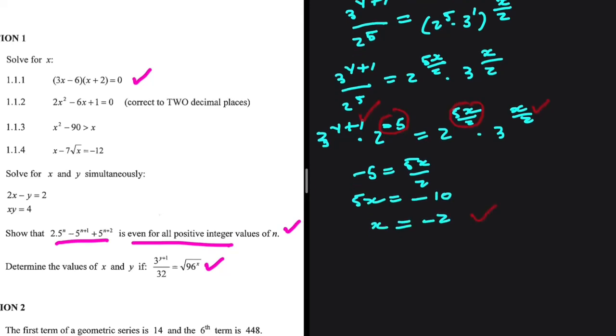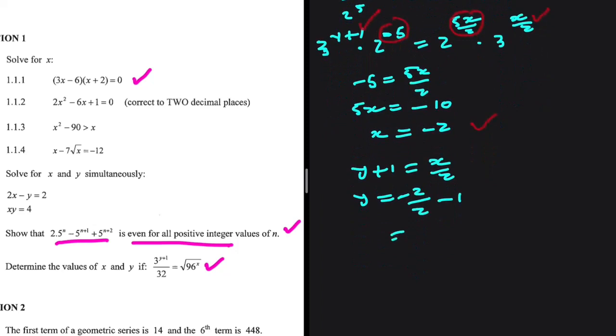Now we have the value of x. Let's go ahead and find the value of y. Y plus 1 is equal to x divided by 2. But we know fully well that x is equal to minus 2. So we're going to have minus 2 divided by 2 minus 1. So minus 2 divided by 2 is minus 1, minus 1 minus 1 is minus 2. So y is equal to minus 2.